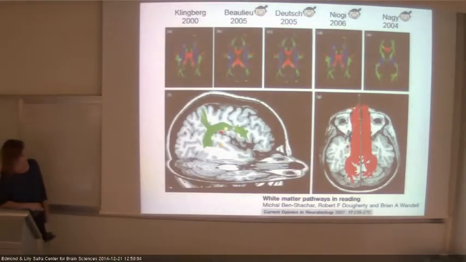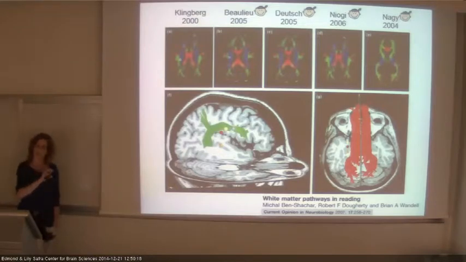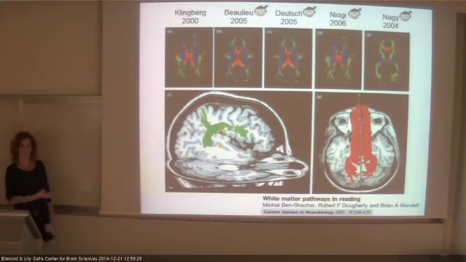So following this initial measurement by Klingberg, this is his initial finding, this is the center of mass of the area where he found the difference in FA, and there have been several different groups that immediately took this idea and went to try to replicate his finding in kids. And it's obvious, I hope, why you want to replicate such a difference between dyslexics and non-dyslexics.